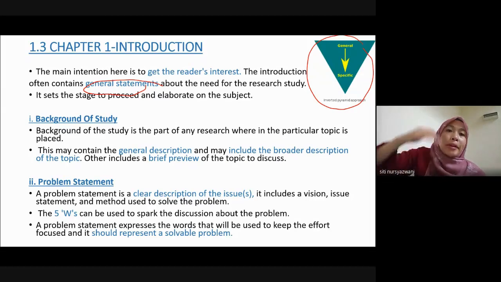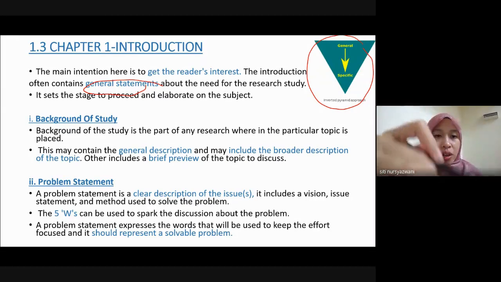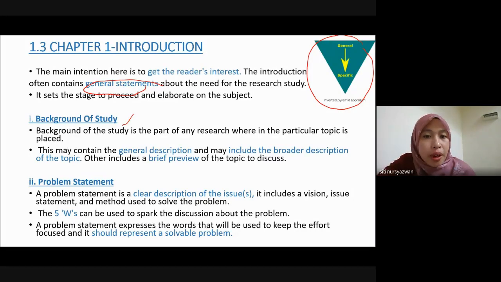Okay, so dalam introduction ni yang pertama perlu ada background of study. So background of study is a part of any research where in the particular topic is placed. And it might contain the general description, okay, mesti ada general descriptions, and may include the broader description of the topic. So the broader description maksudnya the general information, okay. So other includes a brief review of the topic to discuss. And then selepas tu you need to add problem statement.